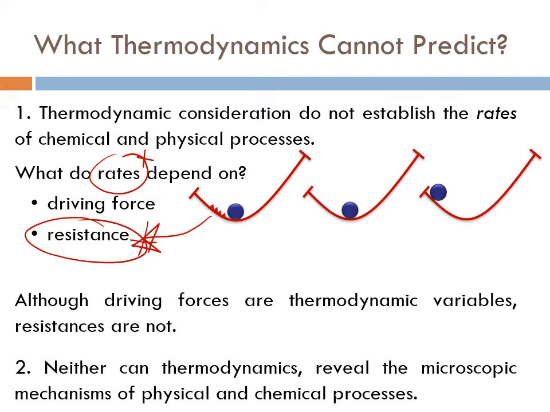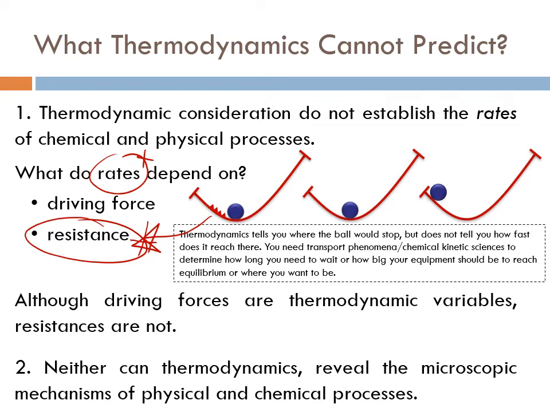So how fast this process happens is not the business of thermodynamics, because we're talking about how fast, a rate. And when it comes to rate, you need to know the resistance, and the resistance is not the business of thermodynamics. Therefore, thermodynamics tells you where the ball will stop, but does not tell you how fast it reaches there. You need transport phenomena or chemical kinetics sciences to determine how long you need to wait or how big your equipment should be to reach equilibrium or where you want to be.